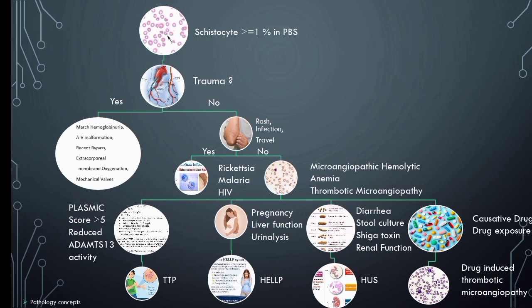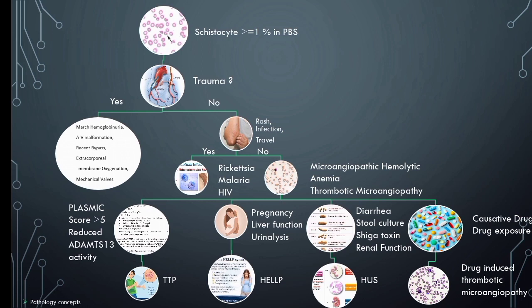What is the PLASMIC score? It includes 7 criteria and 1 point for each criterion. The criteria include platelet count less than 30,000 per microliter, hemolysis, no cancer history, no transplantation history, MCV less than 90 femtoliter, creatinine less than 2 mg per dL and INR less than 1.5.